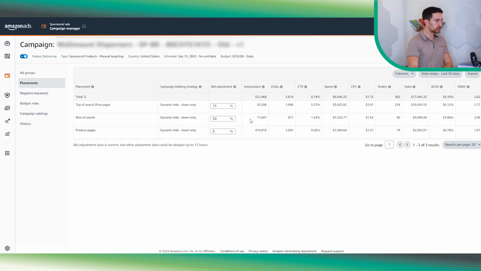So for sure, what we want to do is keep decreasing the bid and keep increasing the placement for rest of search and top of search, because we don't want to get clicks on product pages, since we know it's not performing and we don't have control over the products where we are getting clicks. So this is an optimization we would do for the placement, and this is something I would highly suggest to analyze for your top spending campaign.